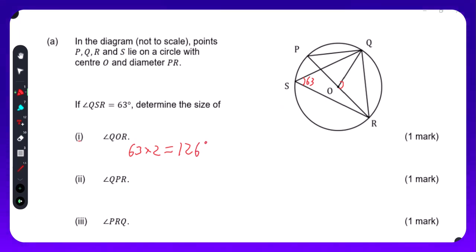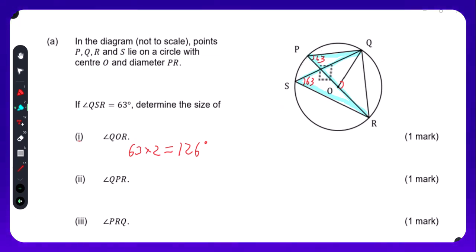Now for angle QPR is our next one. QPR is going to be in the same segment as angle QSR. So that one's going to be 63 as well. I'll just draw that one quickly. So that there, there, there, there. There's our bow tie.